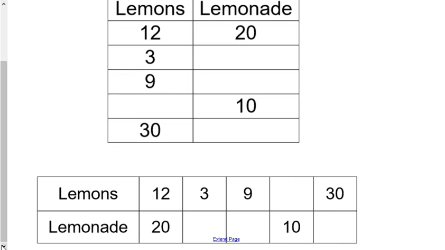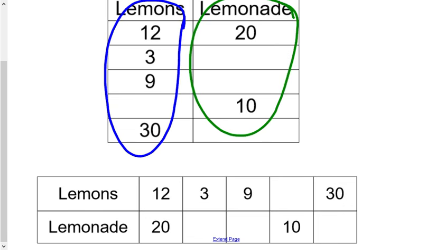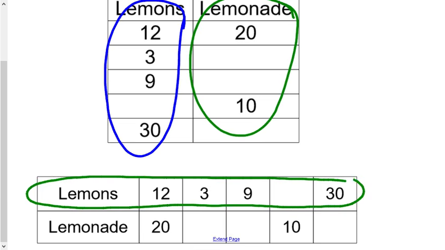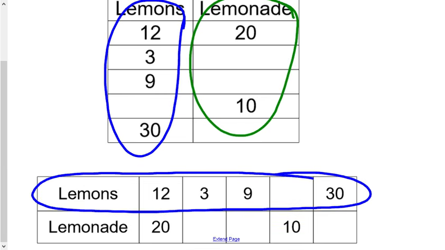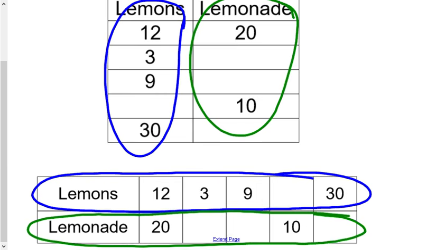So if you don't like the ratio table written vertically, then it's totally okay to rewrite it going horizontally. Just make sure that you keep all the numbers for lemons in the lemon column and in the lemon row, and all the numbers for lemonade in the lemonade row. So my numbers in the lemons row, I should do that in blue so we can see what we're matching here. The numbers in the lemons row match the numbers in the lemons column. The numbers in the lemonade row match the numbers in the lemonade column.